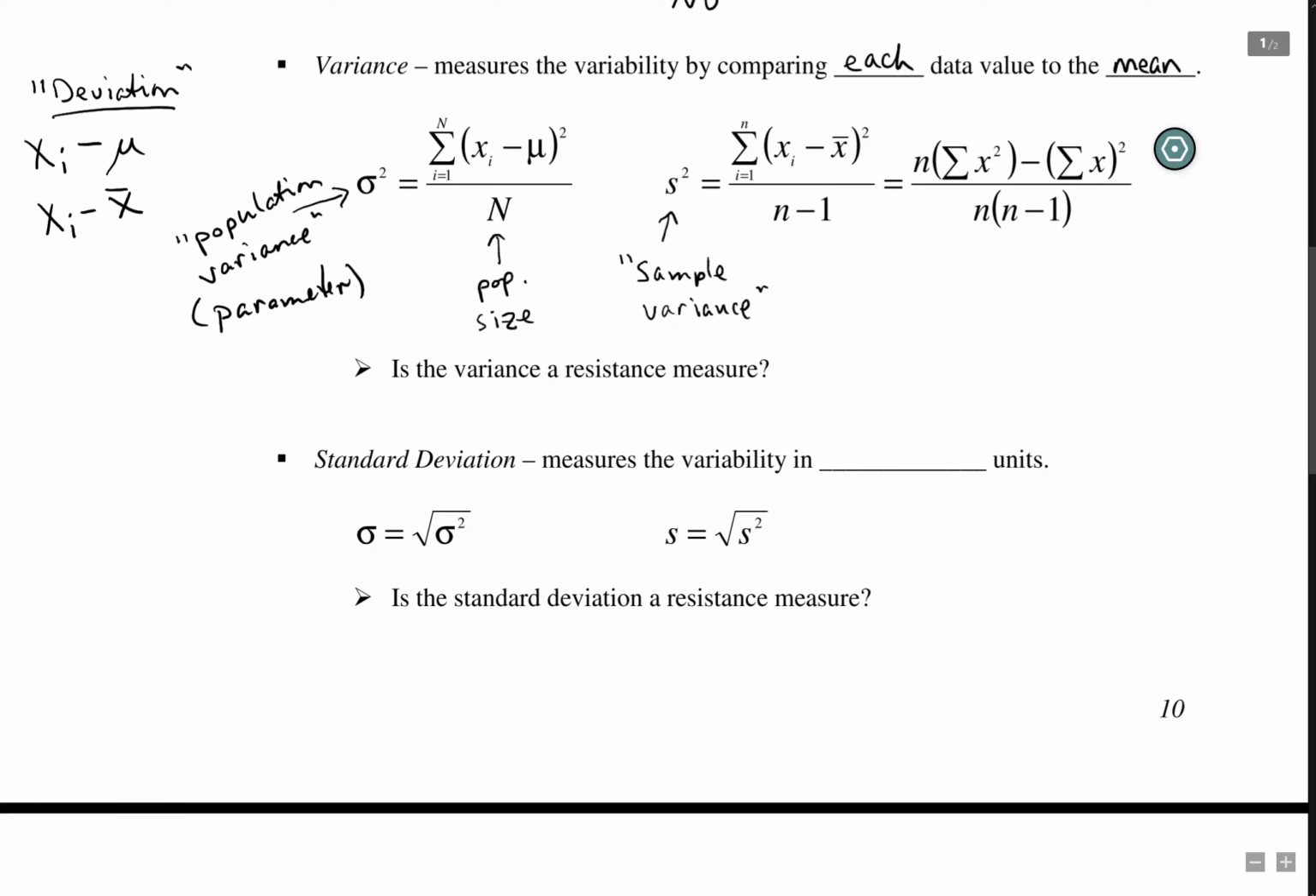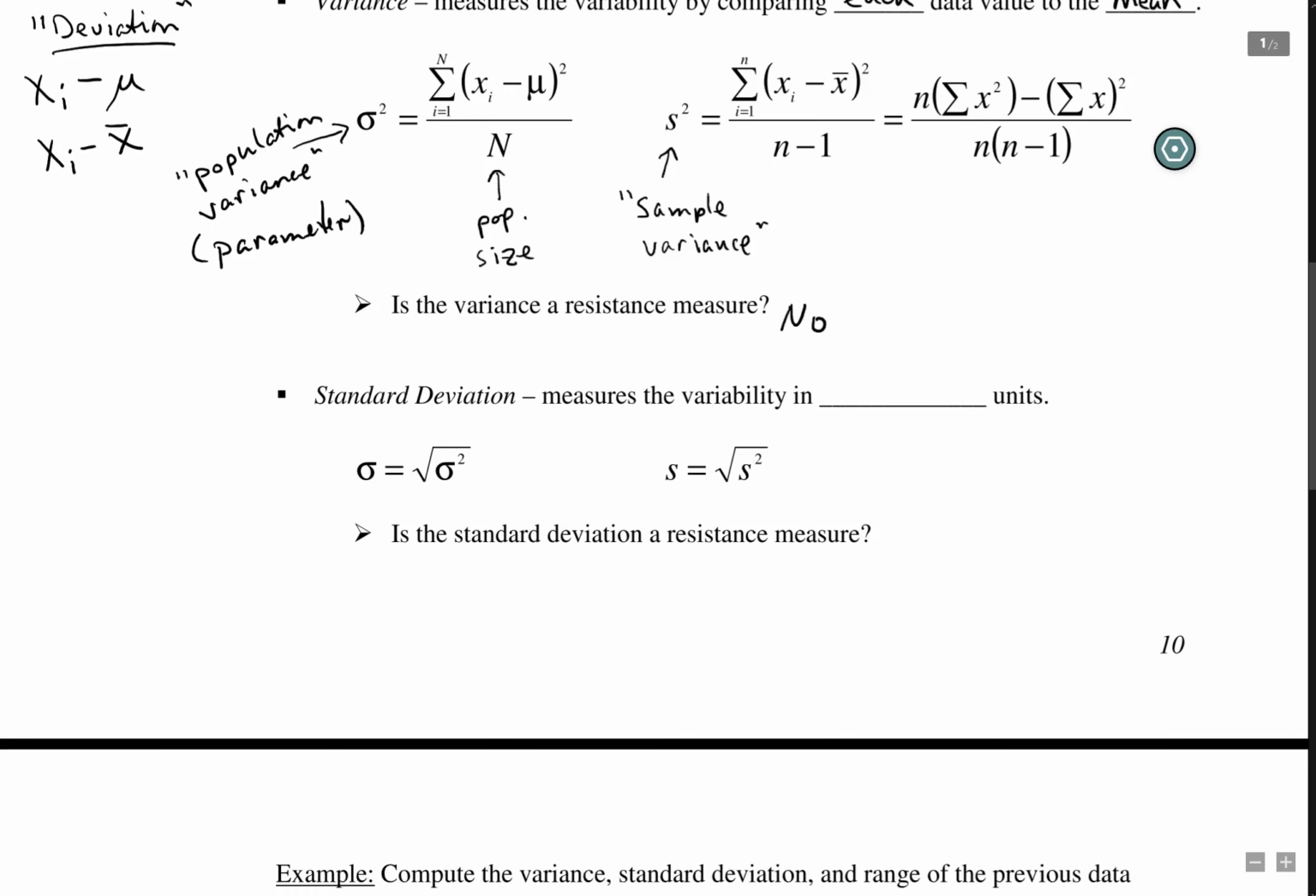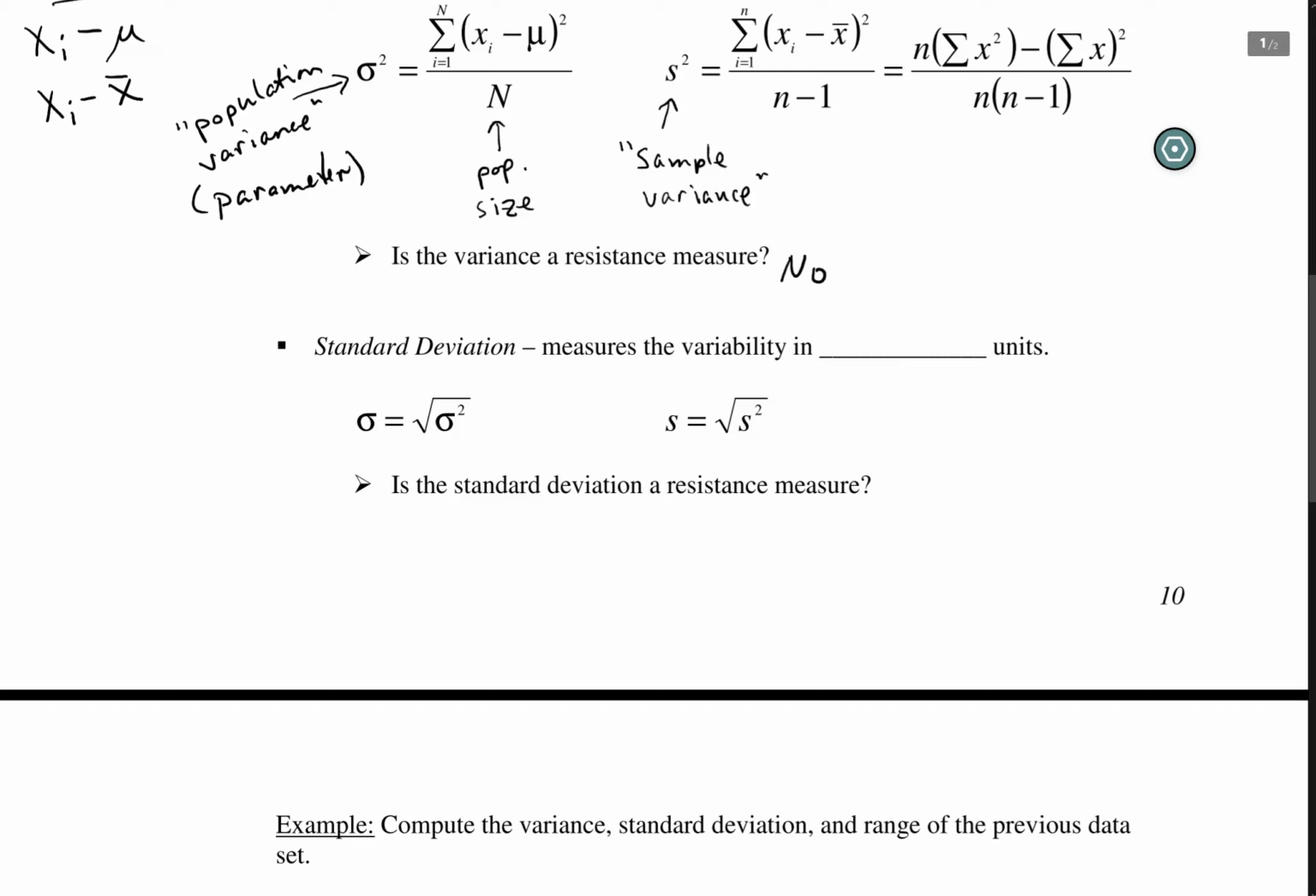So a question here: is the variance a resistant measure? And the answer to that would be no, because it's a function of the sample mean, and if you look at the sample mean, remember we talked about it not being a resistant measure. It is highly affected by outliers.